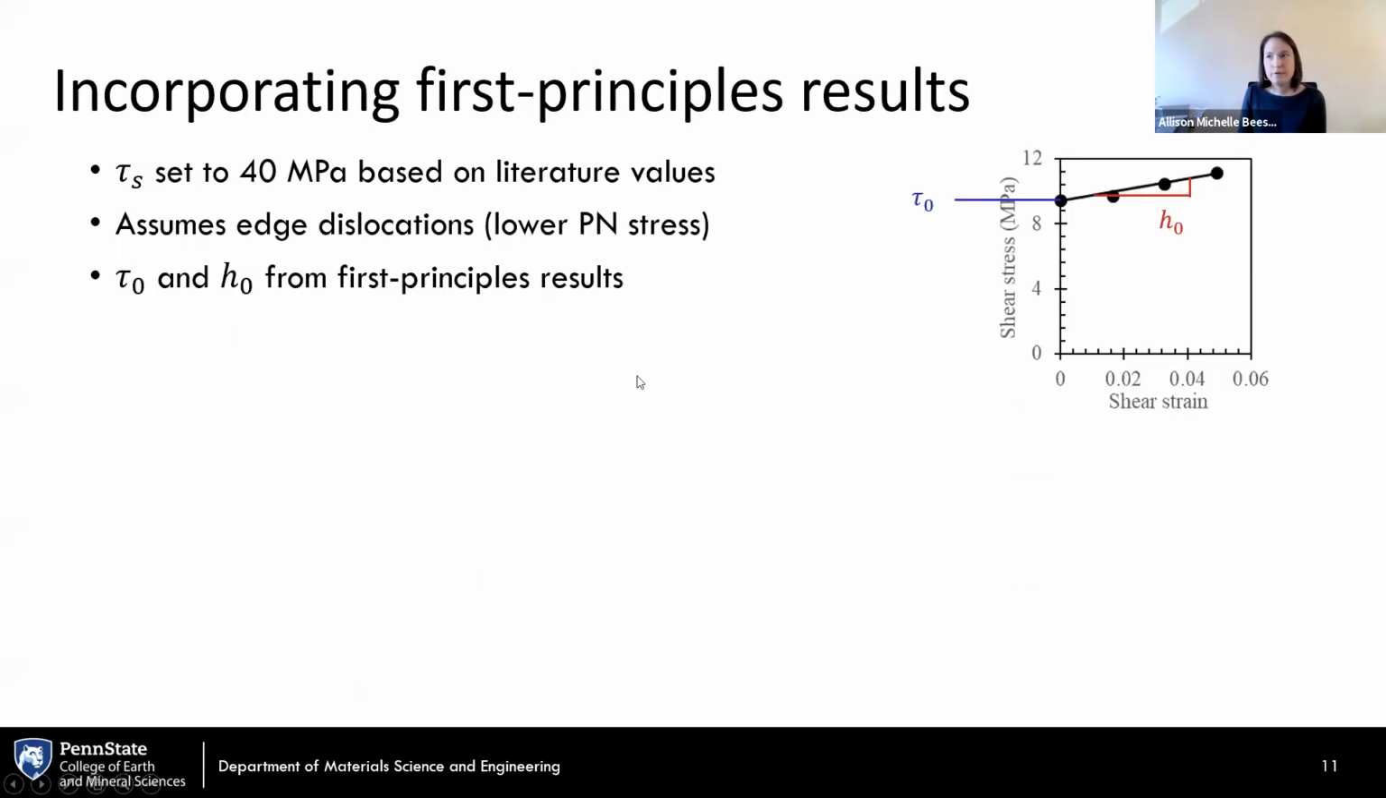Okay, so if we now take a look at the DFT-based calculations, we had this plot of shear stress versus shear strain a couple slides back. We take our parameters directly from DFT-based calculations, so we're not calibrating at this point, and these are the 4 black symbols. We take our initial critical resolved shear stress as our tau naught, and then we take the slope of this at small strains as our H naught.